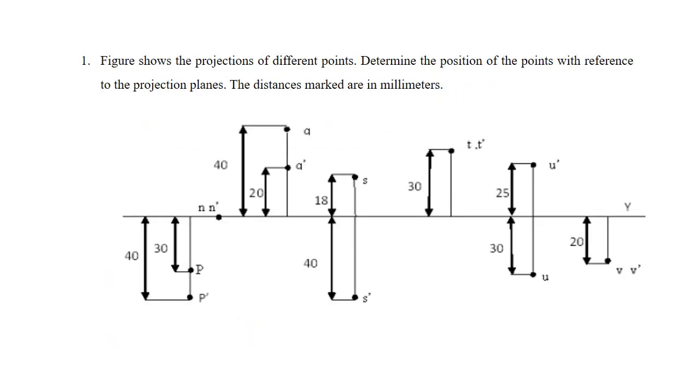Here the figure shows the actual projections of the points. From that projection we have to decide its position, meaning determine where the point is located, and with reference to the projection planes we have to mark its quadrant also. Next time we will discuss in detail. Up till now we discussed the projection of points. Thank you.